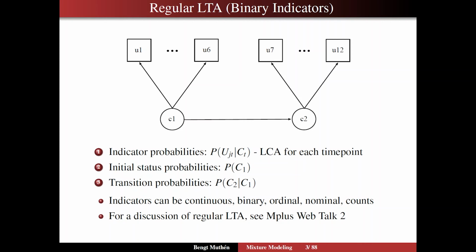So the main effect is that X influences C1 and influences C2. The interaction effect is that we have a C1-specific effect of X on C2, a C1 class-specific effect of X on C2. Now, for a discussion of regular LTA, I refer to Mplus Webtalk 2, where this is described in detail.